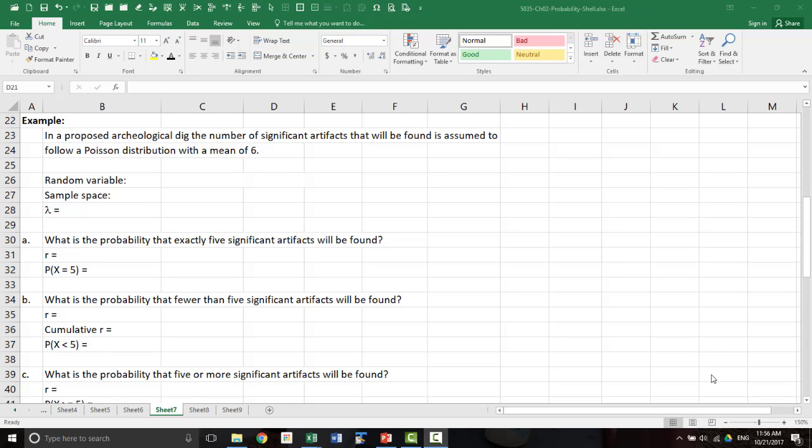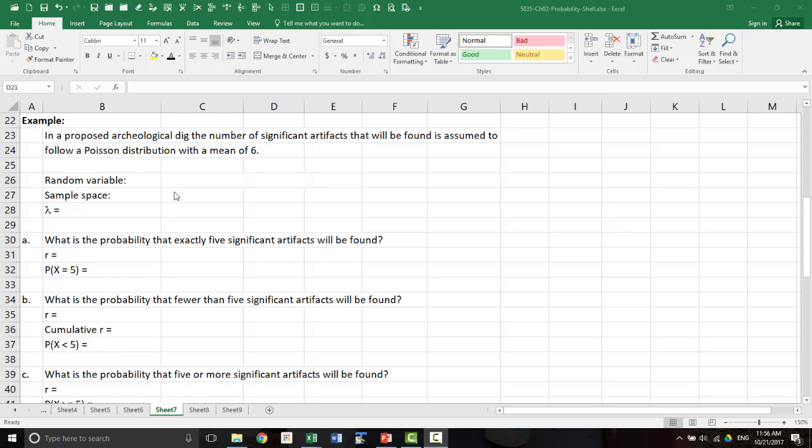Now let's look at an example of Poisson probability. In a proposed archaeological dig, the number of significant artifacts that will be found is assumed to follow a Poisson distribution with a mean of 6. So this is for the entire dig. You're doing an archaeological dig and the number of artifacts that you will find follows a Poisson distribution.